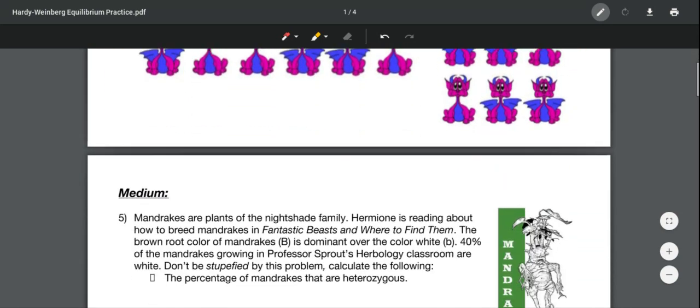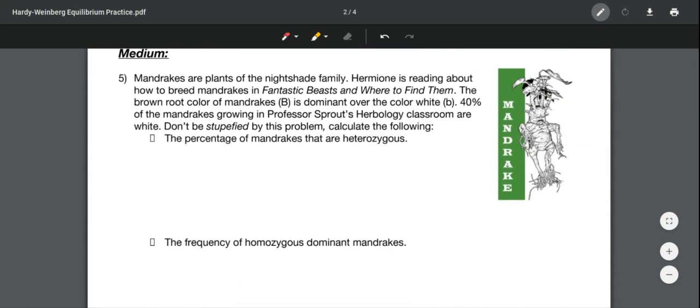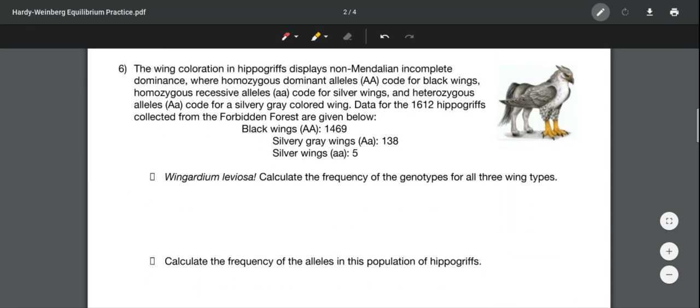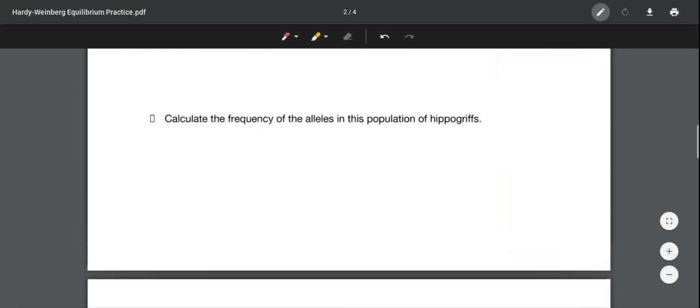All right, so let's look at another example here. Let's do, which one do I want to do?